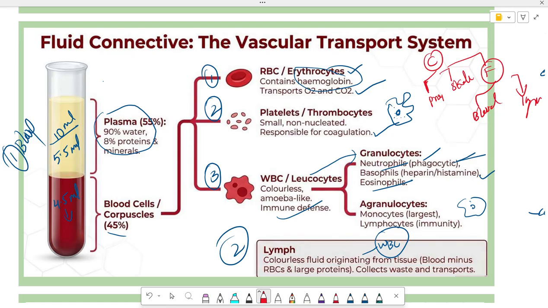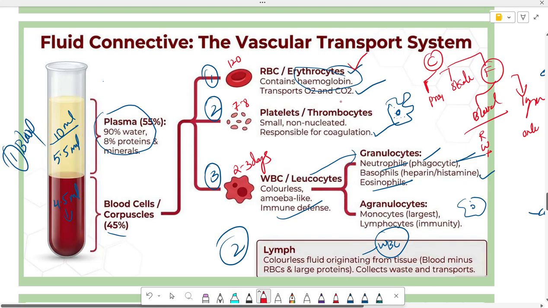Blood has cells: RBC, WBC, and platelets, but lymph has only WBC. RBCs are called erythrocytes, and the lifespan of RBC is 120 days, the platelets' lifespan is 7 to 8 days, and the white blood cells are also there. Platelets are called thrombocytes, and white blood cells are called leukocytes. RBCs are mainly concerned with exchange of gases, platelets with blood clotting, and white blood cells with the immune system. So this is about the blood.